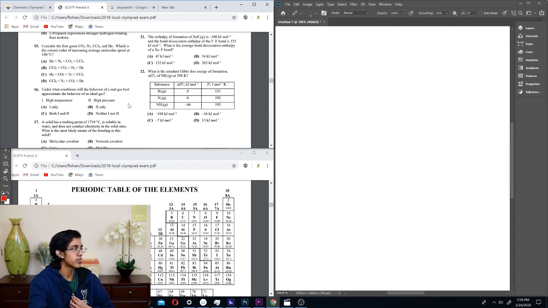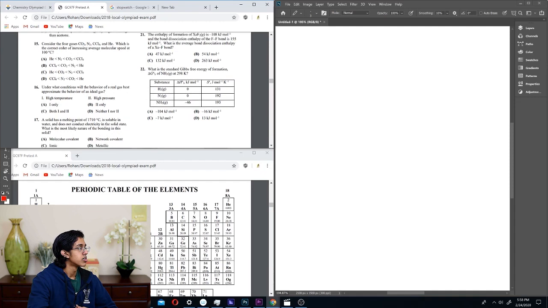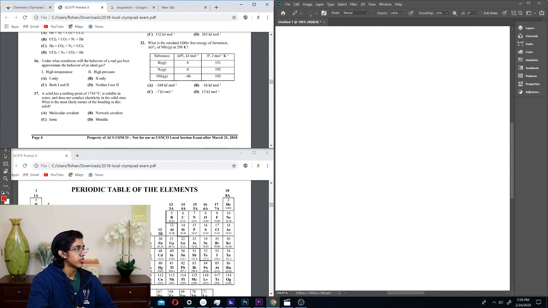17. The solid has a melting point of 1710 degrees Celsius, is soluble in water, and does not conduct electricity in the solid state. The melting point is pretty high, so it's probably not molecular. It's soluble in water but does not conduct as a solid, so it sounds ionic, because ionic has the strongest intermolecular forces other than network covalent. But network covalent does not dissolve in water, and metallic conducts electricity in the solid state, so it's probably just C.